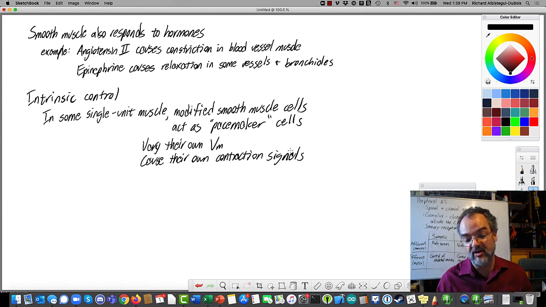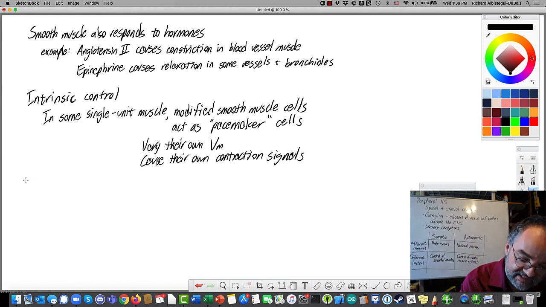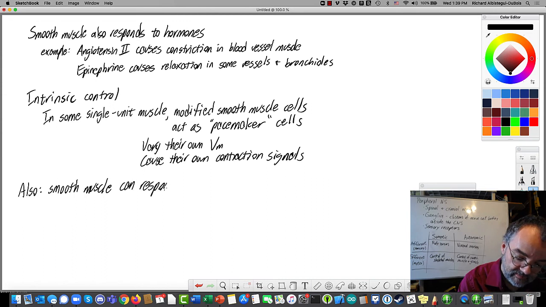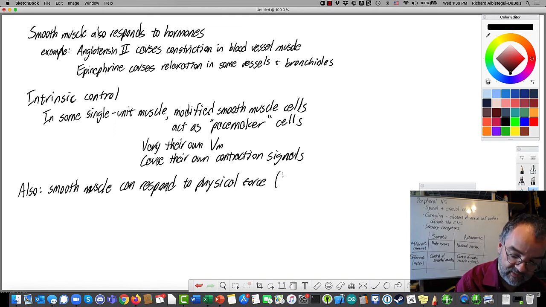All right, so we've now talked about different ways that smooth muscle can be controlled. Later on, we're going to come back to that. I also wanted to mention a few other things. So what signals can it respond to? A lot of smooth muscle can respond to physical force. That is, if you stretch it, it causes it to contract on its own.